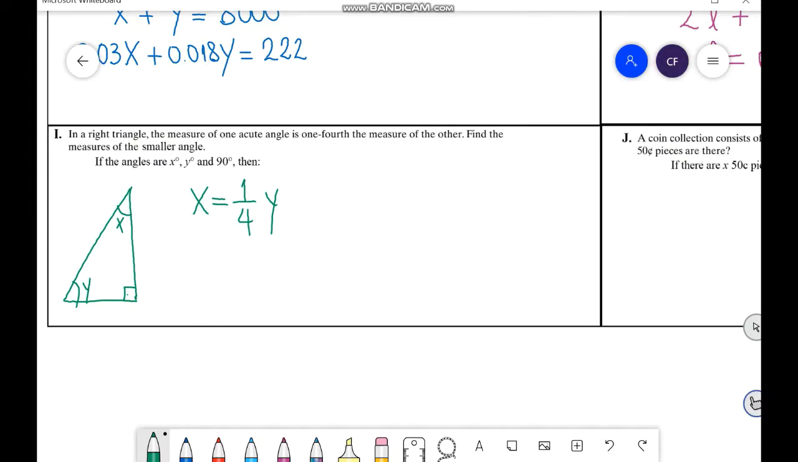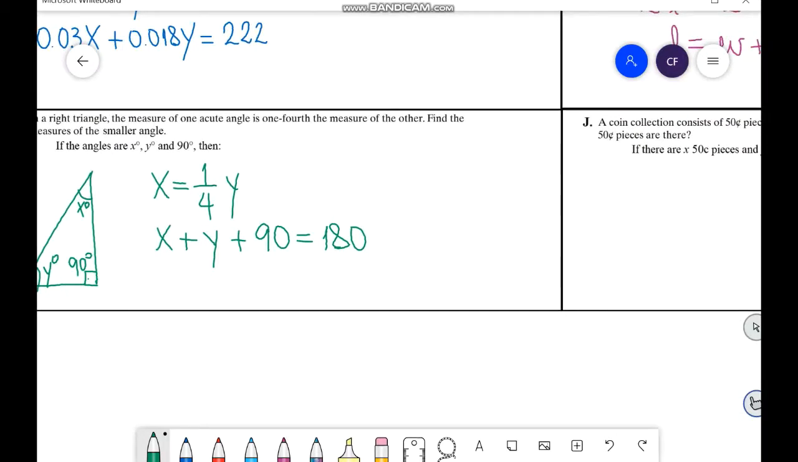And for the other equation, you have to know the properties of triangles. If you add all the angles inside the triangle, x plus y plus, and this here is 90 degrees, right? The right angle is 90. This is going to be equal to 180. Now we have two equations. We have the system. You can solve using any method of your choice. You solve, and later you're going to tell me the answers.